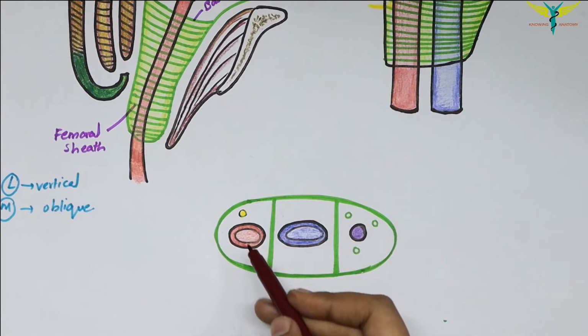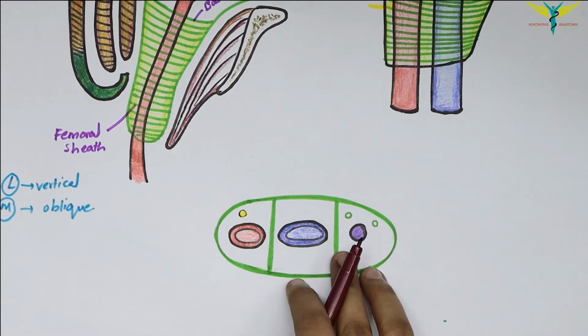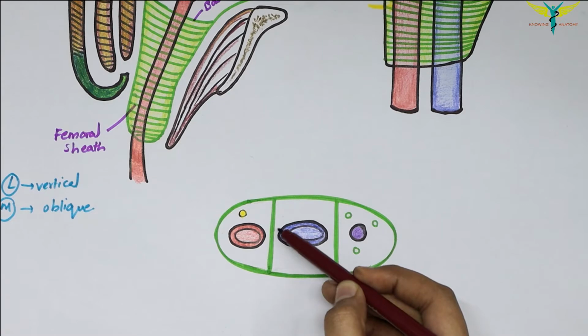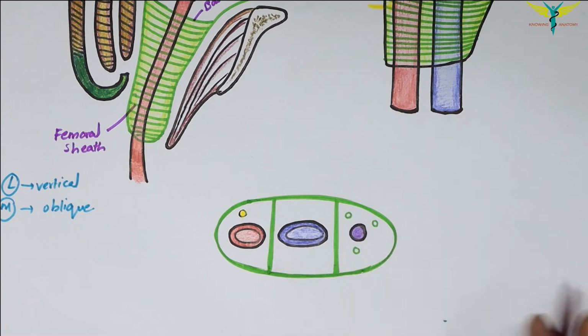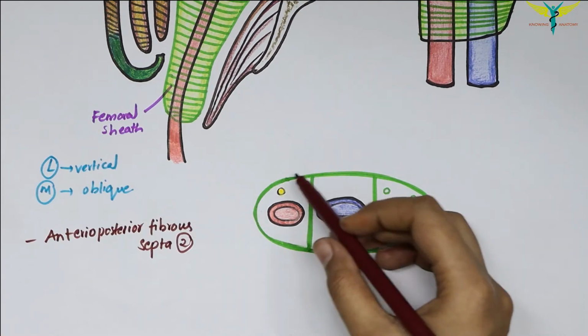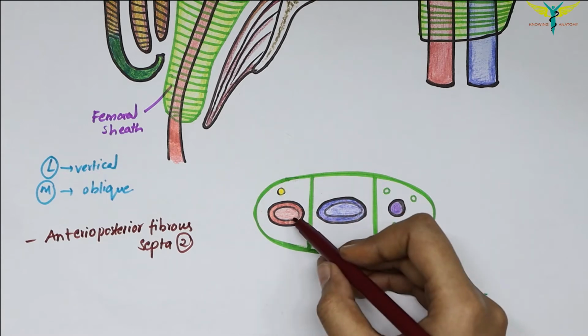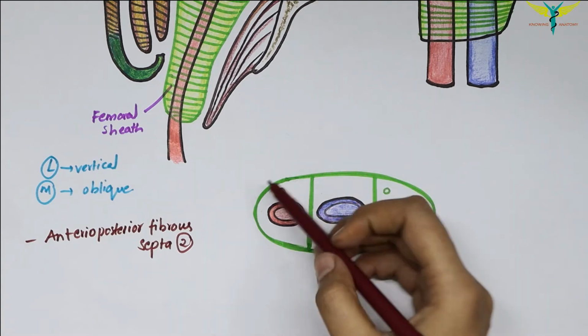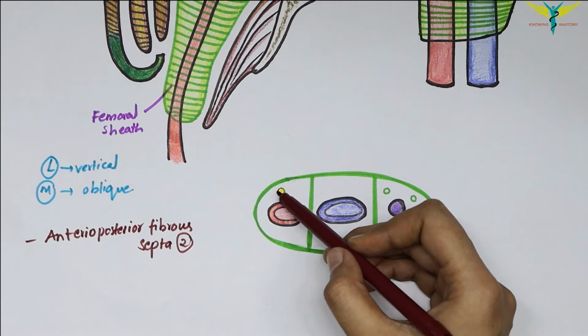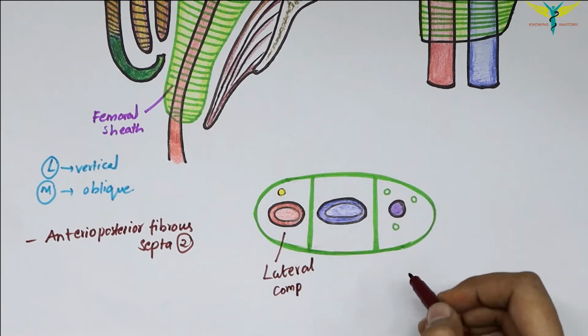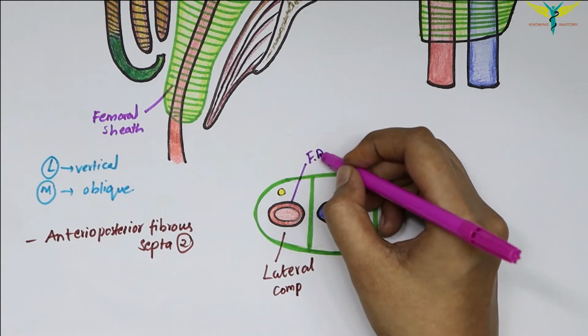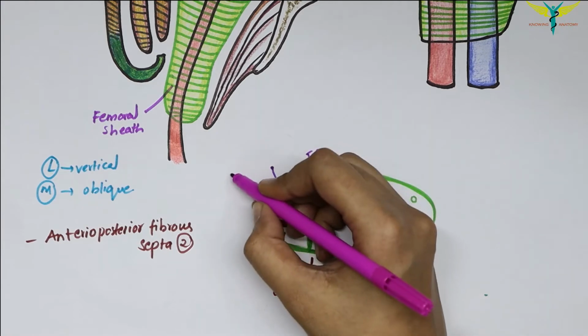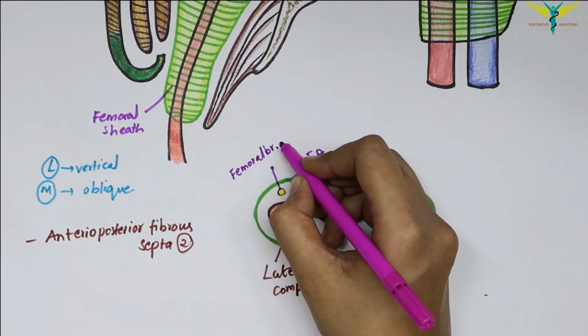The interior of the femoral sheath is divided into three compartments by the two anterior-posterior fibrous septa. This compartment is the lateral compartment, and it lodges the femoral artery with the femoral branch of the genitofemoral nerve. This is the femoral artery, and this is the femoral branch of the genitofemoral nerve.